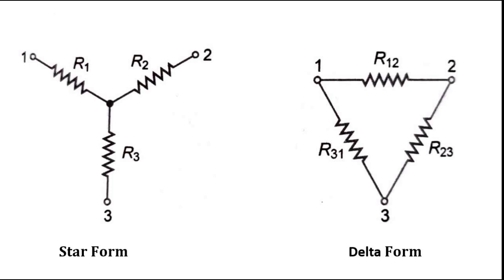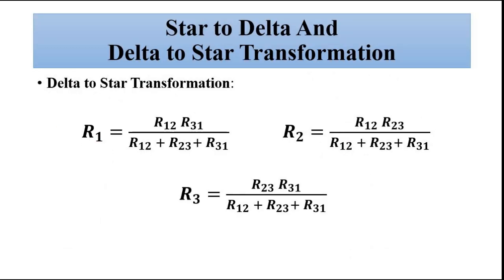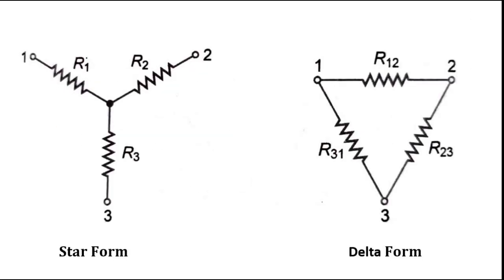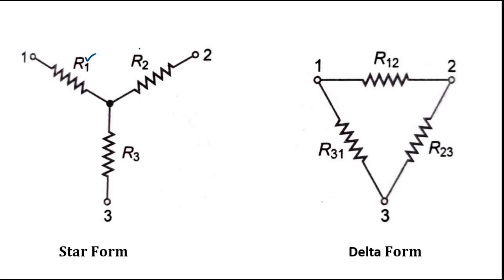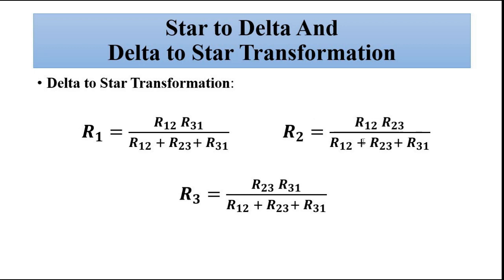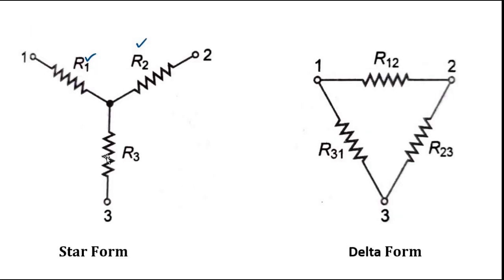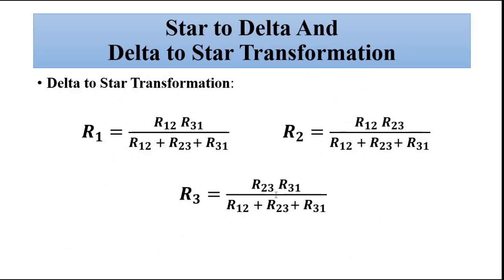For that the formula is: the value of R1 is equal to R12 R31 divided by R12 plus R23 plus R31. Then R2 is R12 R23 divided by R12 plus R23 plus R31, and then R3 is R23 into R31 divided by R12 plus R23 plus R31.